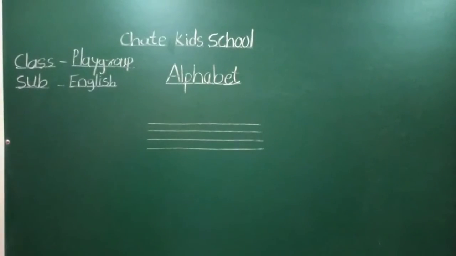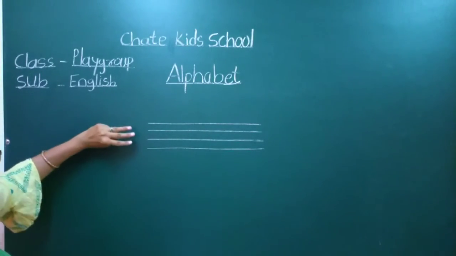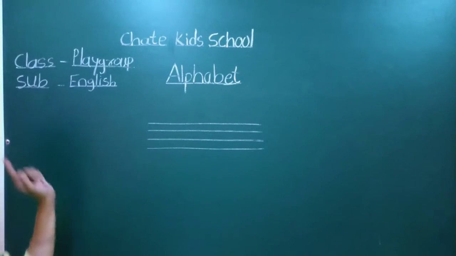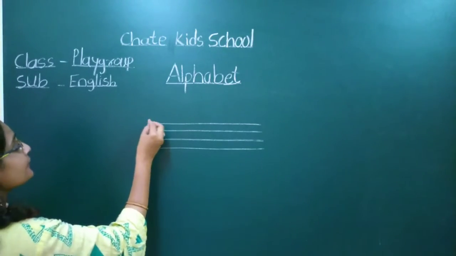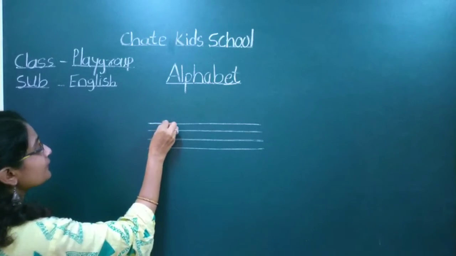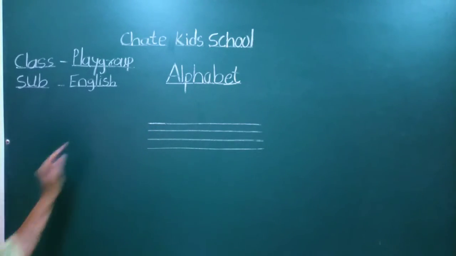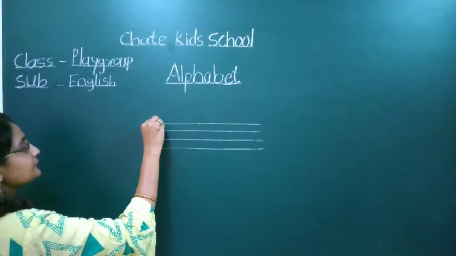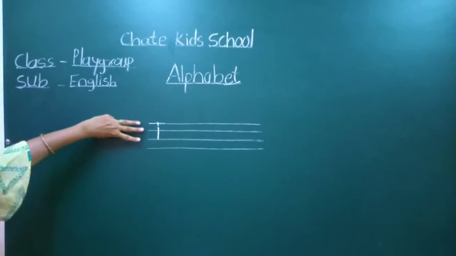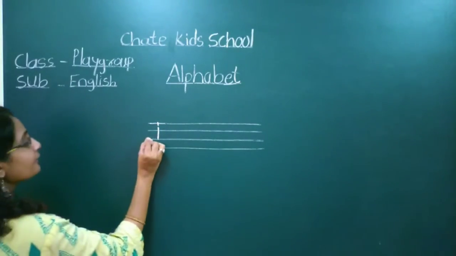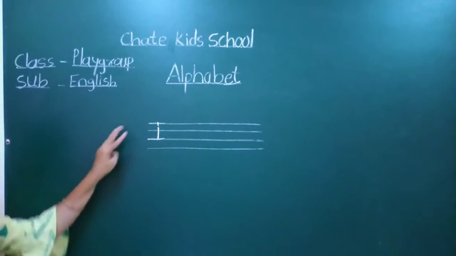Now how to write I? आपण बघूया. We want to write I in three lines. Capital I, sleeping line. First line ला sleeping line काढायची आहे. Okay. Standing line in the middle. And another sleeping line on the third line.